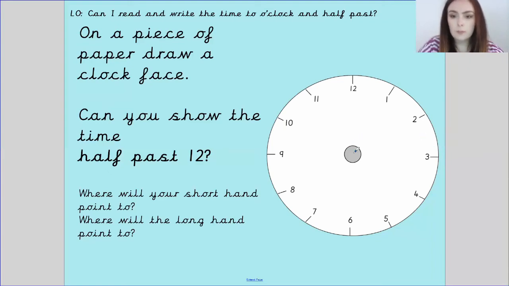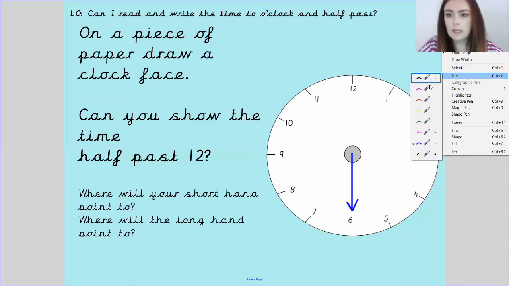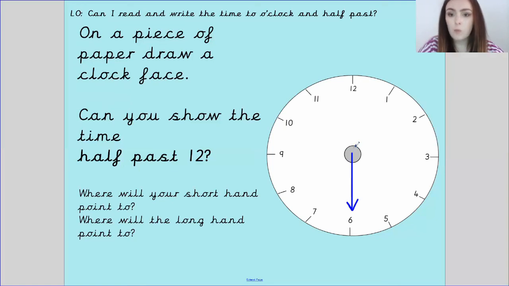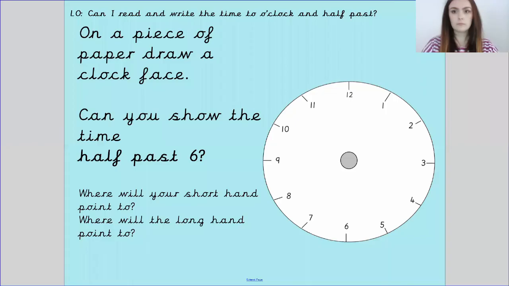Our long hand should be pointing towards the 6 because that shows it is half past. And our short hand should be pointing between the 12 and the 1 to show that it is 12:30. Well done if you got that correct.